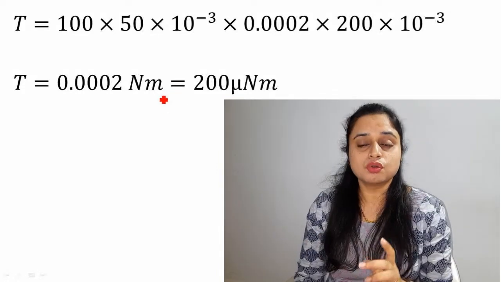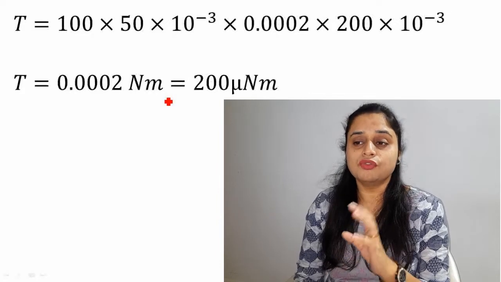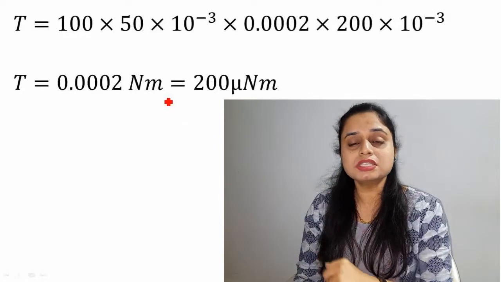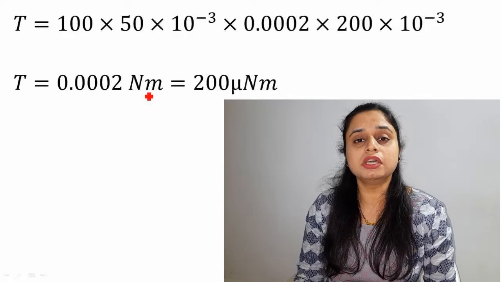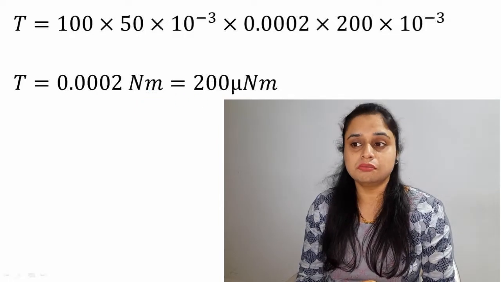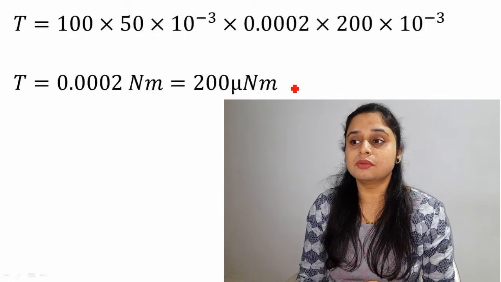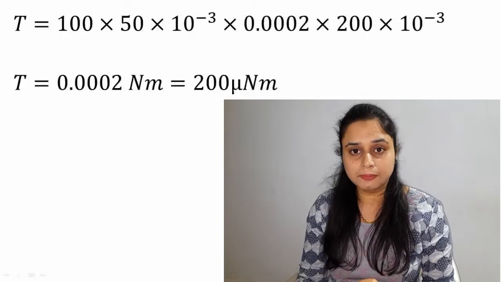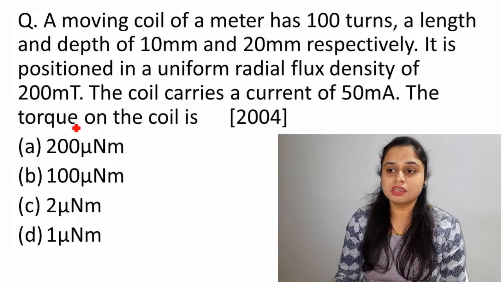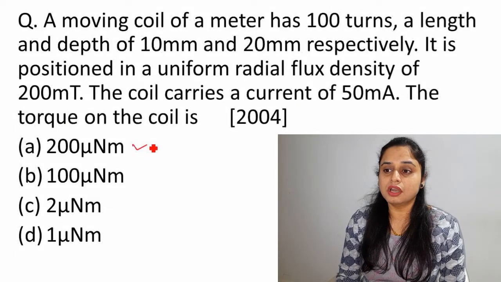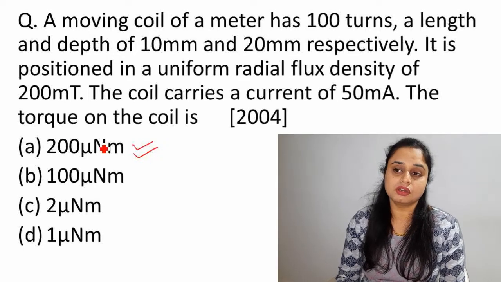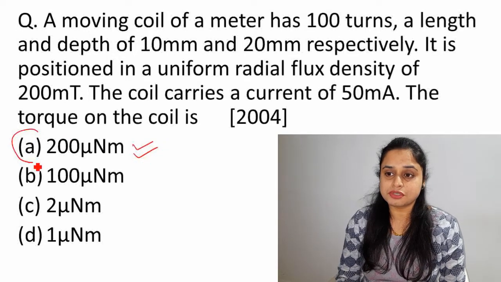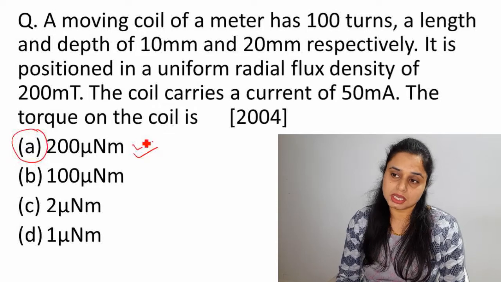But in the option, you can see that the unit which is given, that is the micronewton meters. So here what we have to do? We have to convert this torque from Newton meter to the micronewton meter. So when we are converting it, what will become the value? That is 200 micronewton meter. Now see the options. What will be the correct option here? That is 200 micronewton meter, option number A. Option number A is the correct answer.